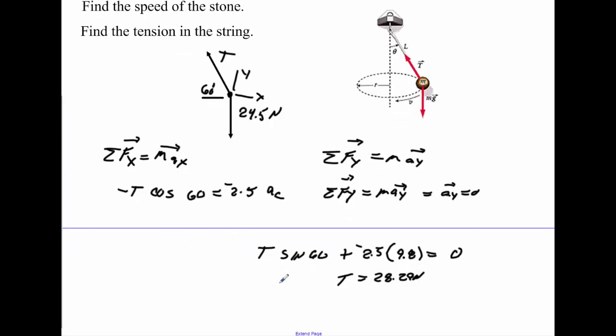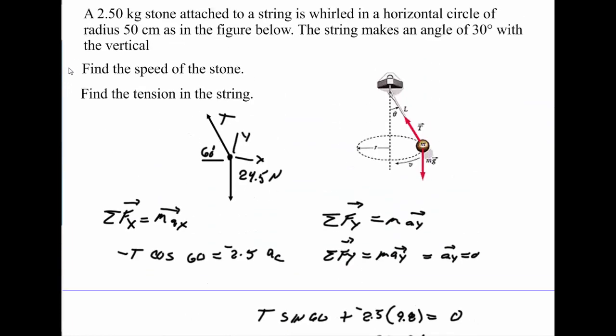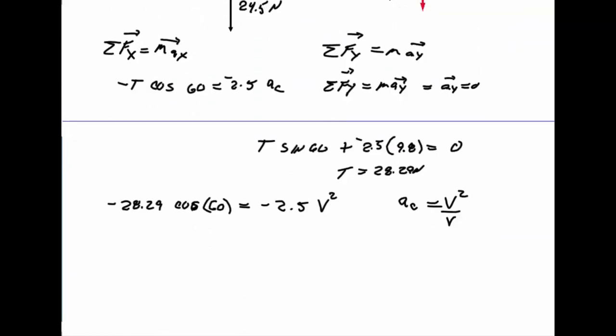So now we can substitute back in to this equation right up here. We can say minus 28.29 times the cosine of 60 degrees is equal to minus 2.5 times my centripetal acceleration. However, do we not know that centripetal acceleration is equal to velocity squared divided by r? So we'll take that back out, substitute back in. And the thing is, we do know r. We go back to our picture. Our radius is 50 centimeters or 0.5 meters.